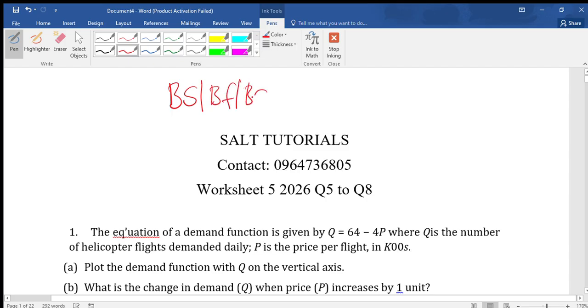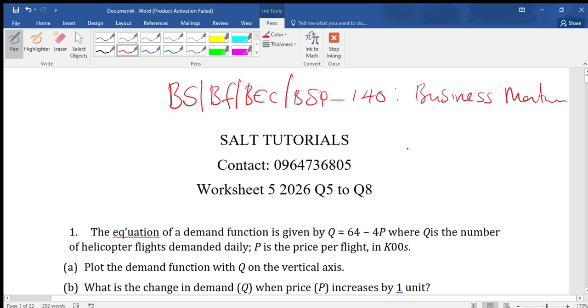BEC or BSB 140 course. That's business mathematics. This is the business mathematics, and this is worksheet 5 at the Copperbelt University, and we'll be looking at question 5 to 8 of this worksheet.